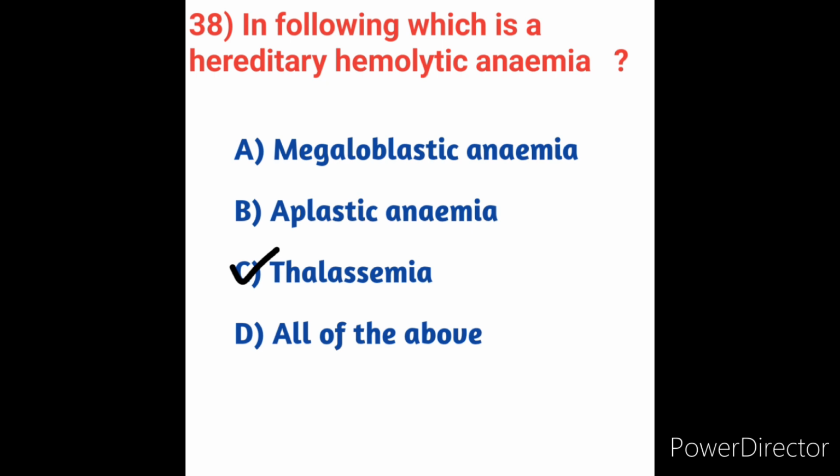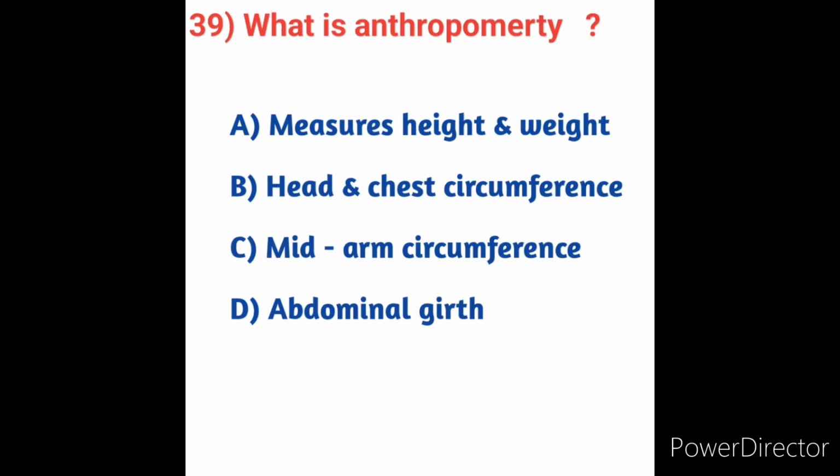Next we will move on to question number 39. What is anthropometry? We will see the options. Option A, measures height and weight. Option B, head and chest circumference. Option C, mid arm circumference. And option D, abdominal girth. Anthropometry is used as a proxy measure of body composition, for example, muscularity, fat-free mass and fat mass.